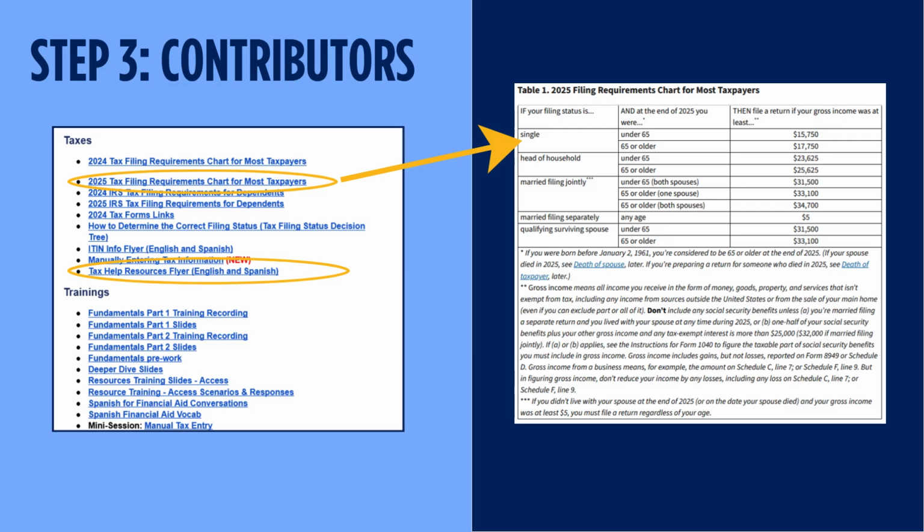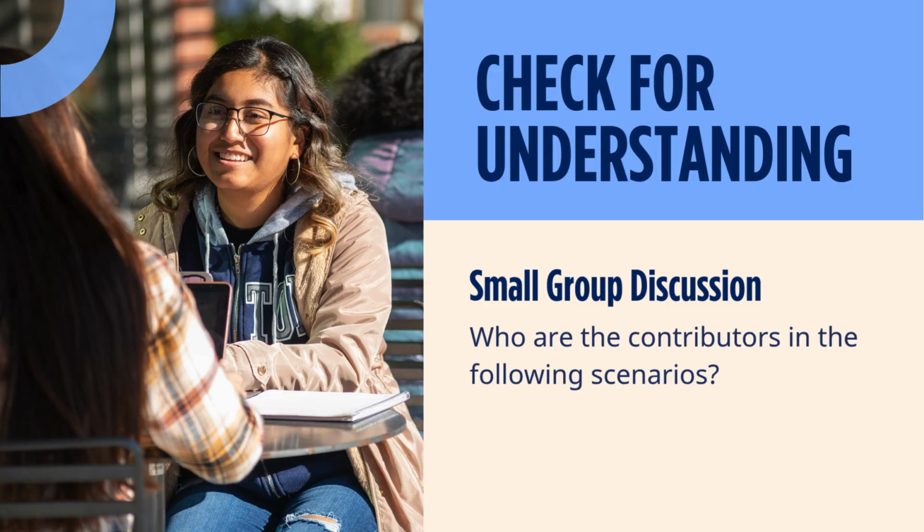We also, as I mentioned, have the tax help resources flyer, which is the second circle that you'll see in yellow there on the screen. And that just lists organizations in the Denver area who provide free or reduced cost help to folks with their taxes.